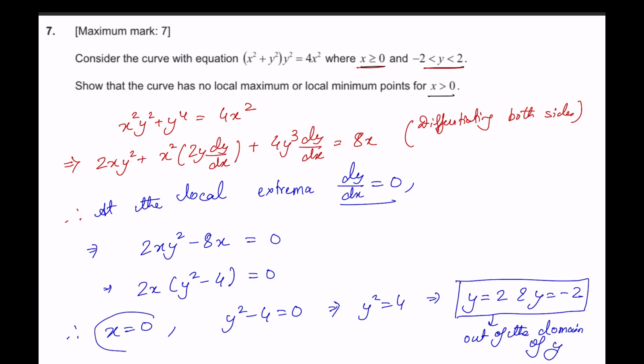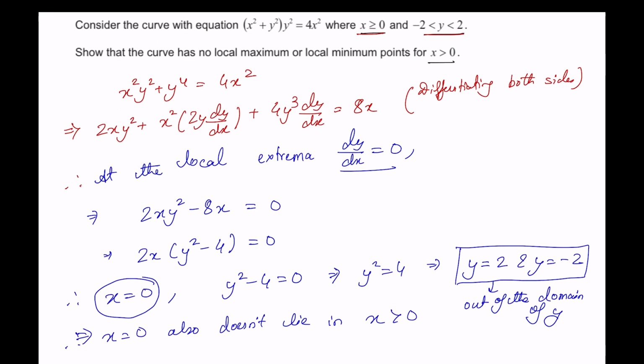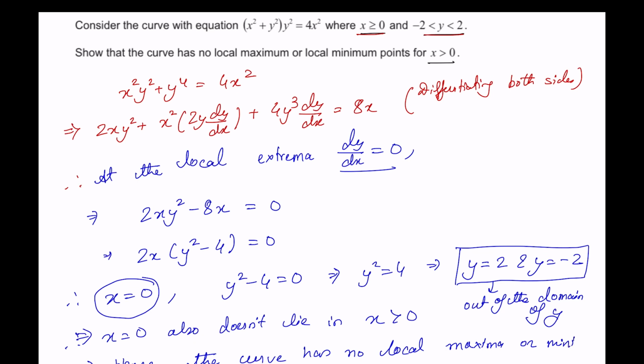Now we are left with x equals 0. We have to check that there is no local maxima for x greater than 0, not at x equals 0. x equals 0 will be a valid solution for this curve, but we have to check for x greater than 0. Therefore, x equals 0 also doesn't lie in x greater than 0. So finally I can say, hence the curve has no local maxima or minima for x greater than 0.